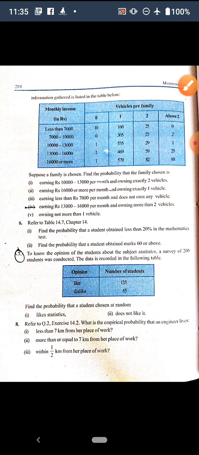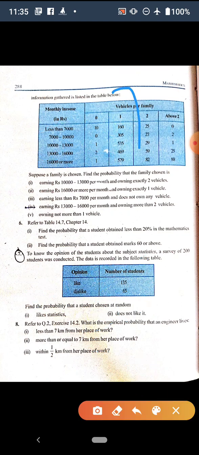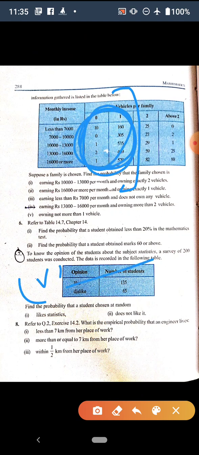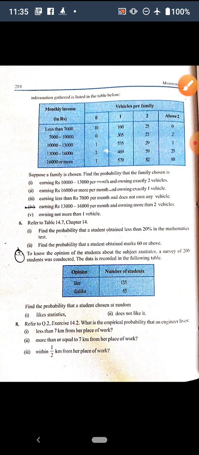Then owning not more than one vehicle. Not more than one vehicle means less than 1, or 0 can be there too. So add all these. For the fifth part, add all these, you will get the number, and upon 2400. Question 6, you try by yourself.